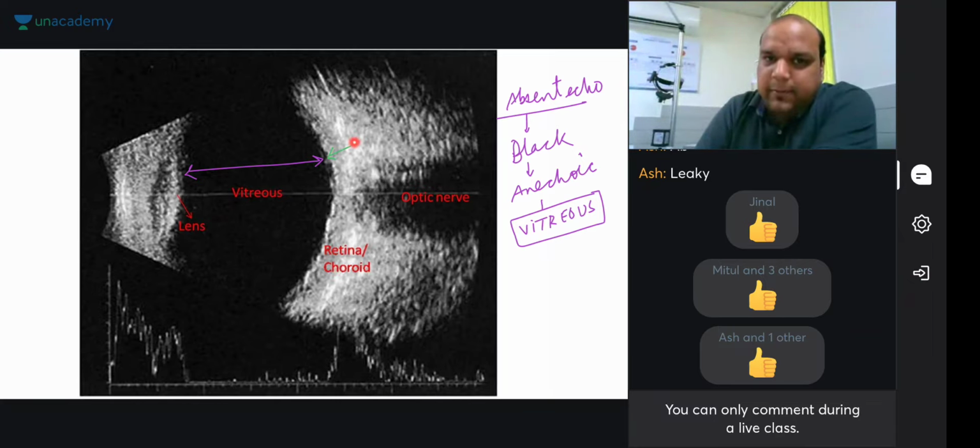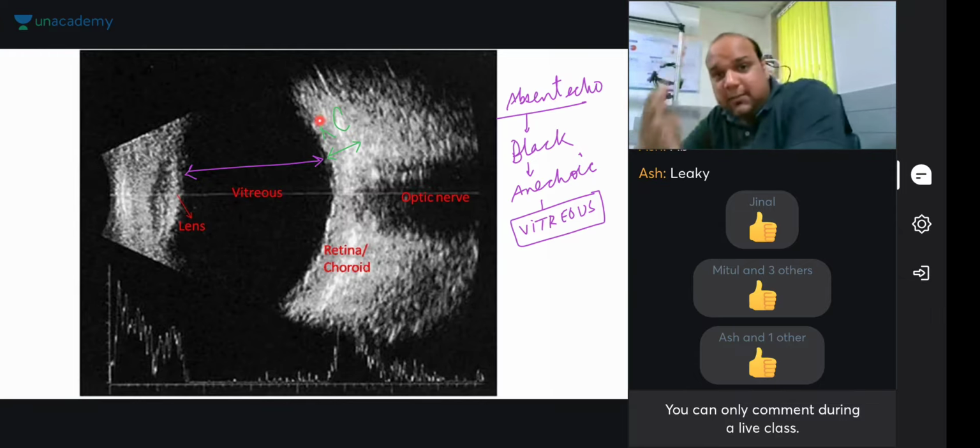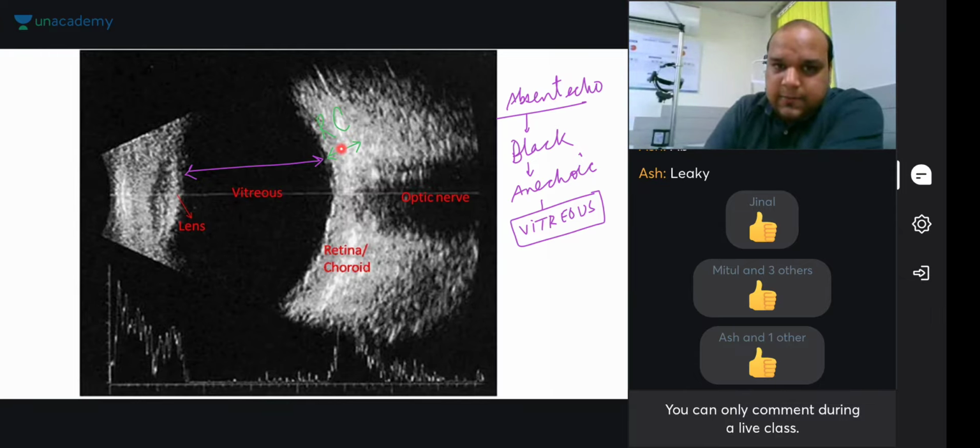Then I will go to this image. What is this, everybody? This is retina first and then choroid. Yes or no? Behind the vitreous, there will be first retina and then there will be choroid. First of all, there will be retina. So this will be my retina and then this will be my choroid.